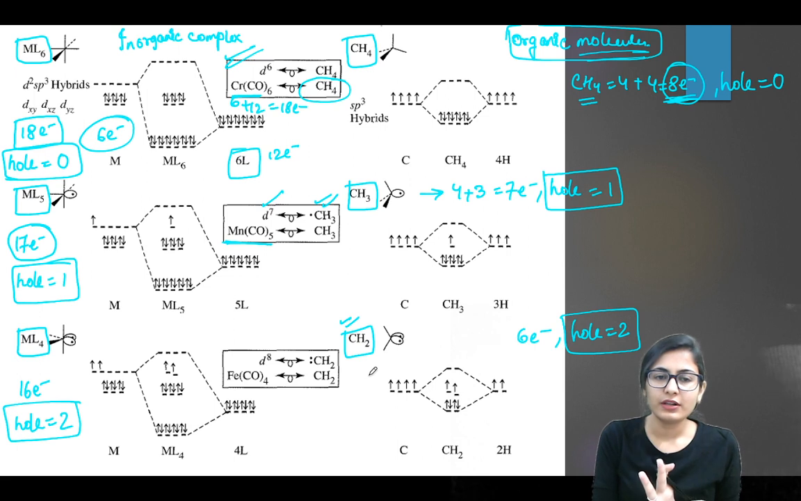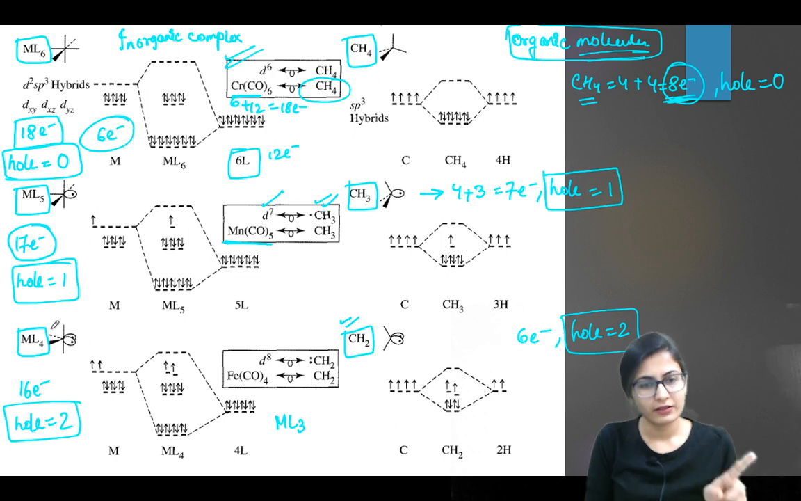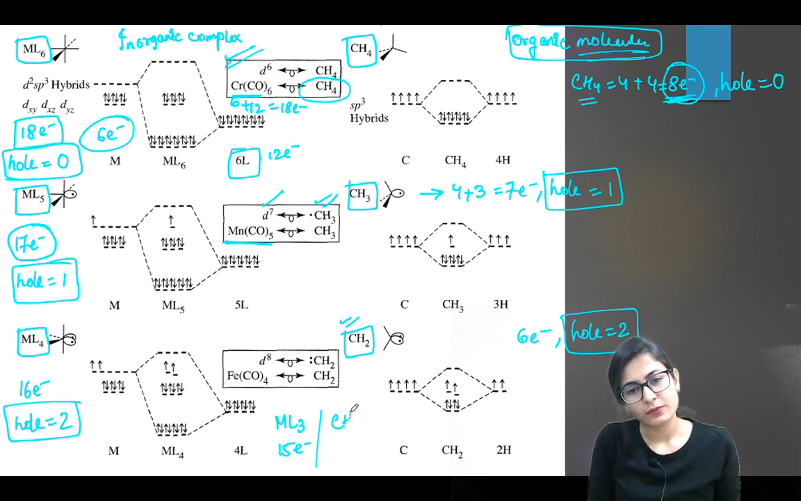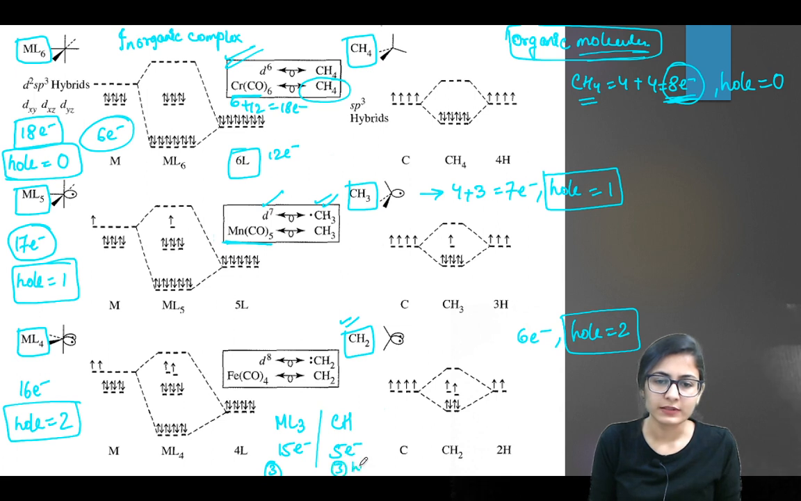The ML4 organometallic fragment is going to be isolobal with CH2. Here we are talking about octahedral complexes or fragments. We will shortly talk about square planar as well. If we have ML3, that would be a 15 electron system, and that is going to be isolobal with the CH fragment, which is a 5 electron system. I did this in the last slide. Holes is equal to 3, so there are going to be 3 holes.